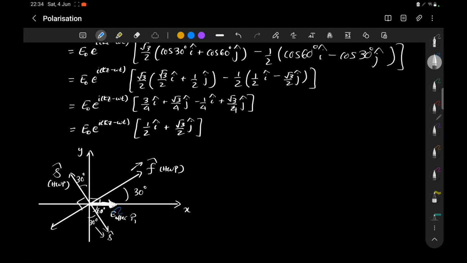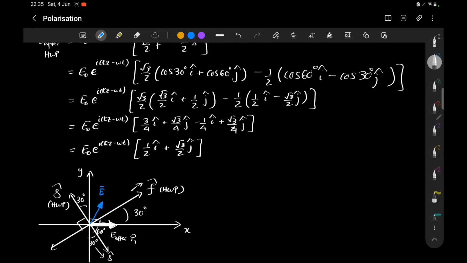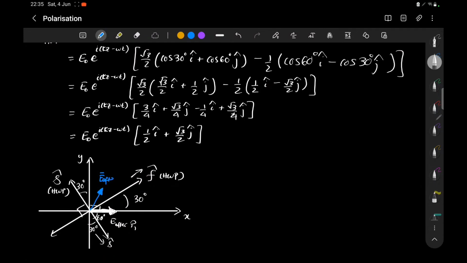Initially the electric field after P1, after the polarizer, was along the x-axis. Now it is 1/2 along the x-axis plus root 3 by 2 along the y-axis, times this amplitude. If we draw that, we would get something like this. This is the electric field after the half wave plate.